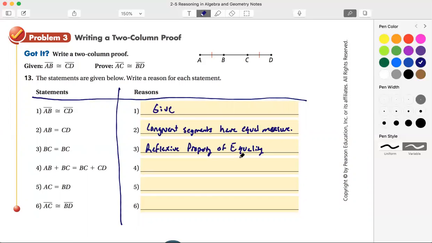All right. AB, so I look here, and I'm going to add BC to both sides. So I'm adding BC to both sides. This is called the addition property. Okay. Well, what is AB plus BC? AB plus BC equals AC. BC plus CD is equal to BD. That is called the segment addition postulate.